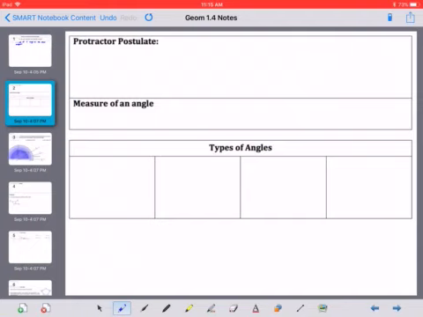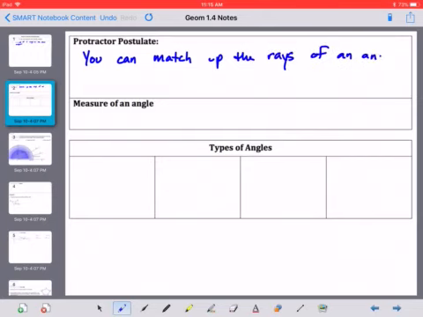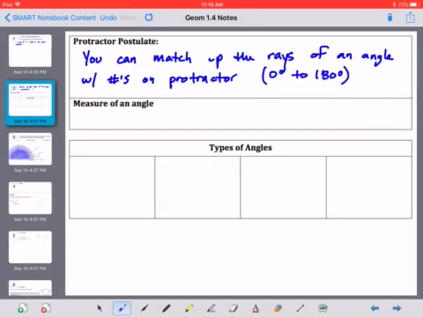Our first postulate for today is called the protractor postulate, which tells us that you can match up the rays of an angle with numbers on a protractor. In other words, you can measure an angle, and the numbers on a protractor range from 0 degrees to 180 degrees. For example, say we have this angle here.